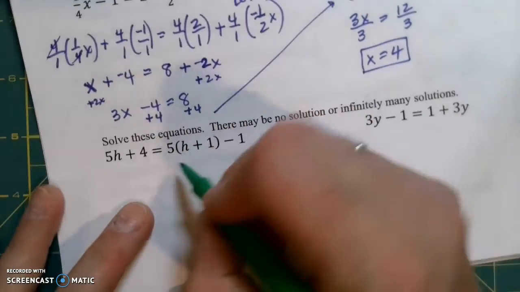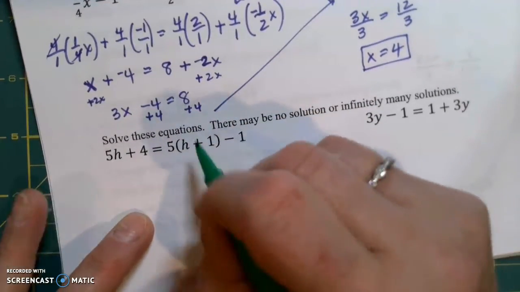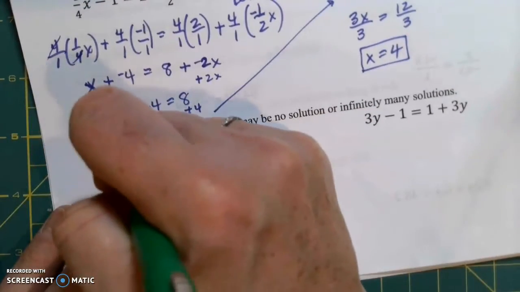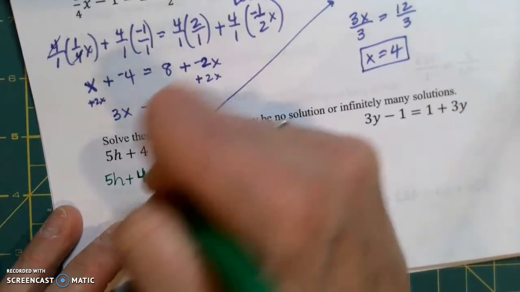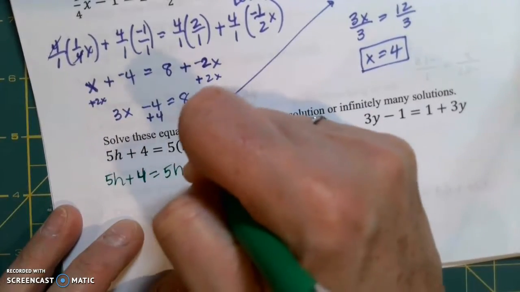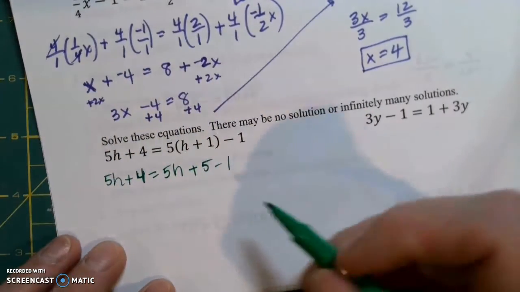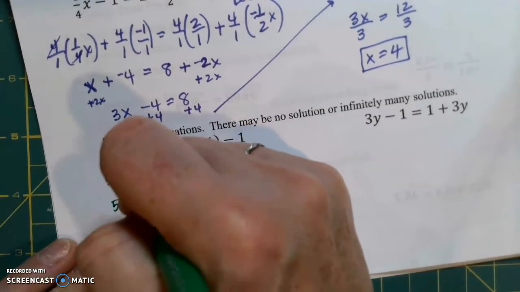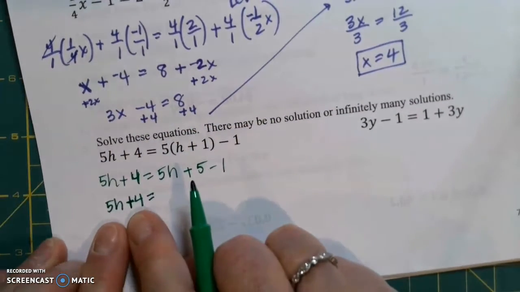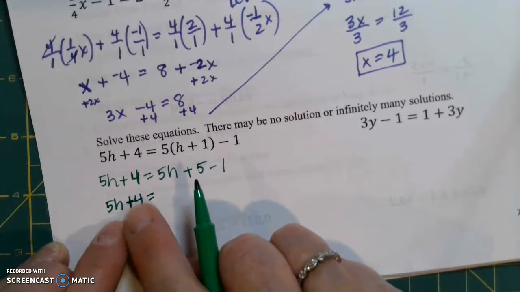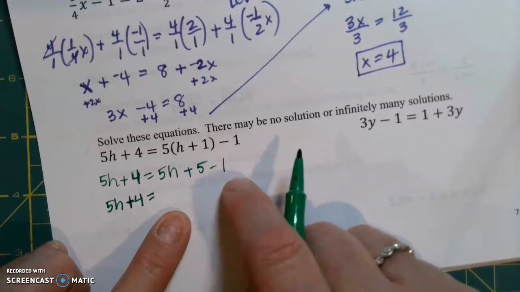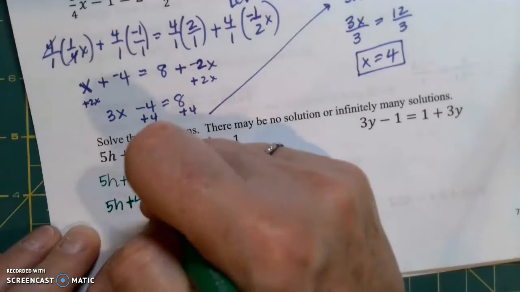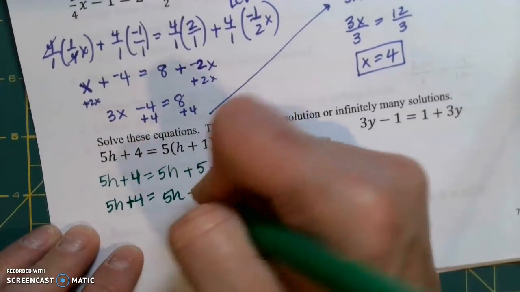So I'm going to get rid of my parentheses by distributing. So the left-hand side we're just going to leave alone for right now. And then collect like terms. So on the left side, these are not like terms, so we can't get this any more simple at this point. But on the right, we can collect these two constants together. So we get 5h plus 4.